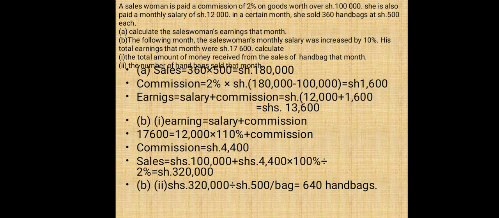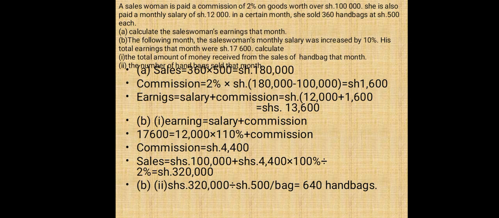The following month, the saleswoman's monthly salary was increased by 10%. Her total earnings that month were 17,600 shillings. Calculate one, the total amount of money received from the sales of handbags that month. Two, the number of handbags sold that month.